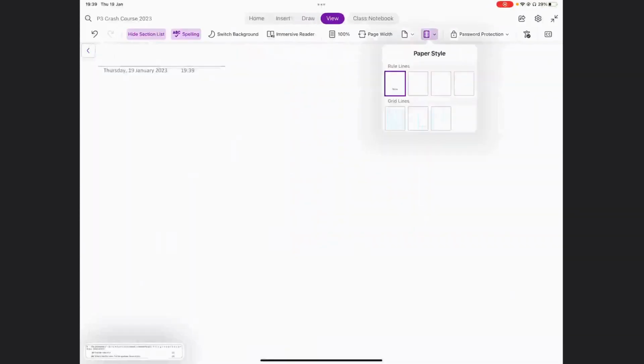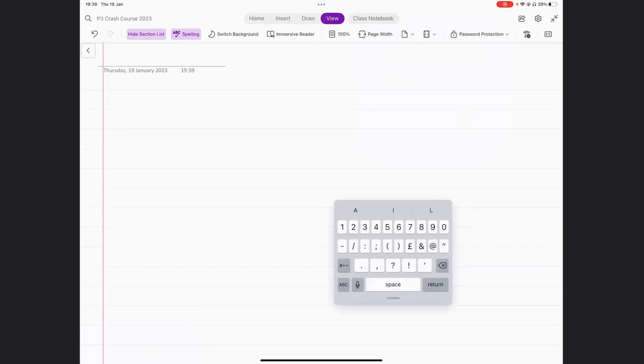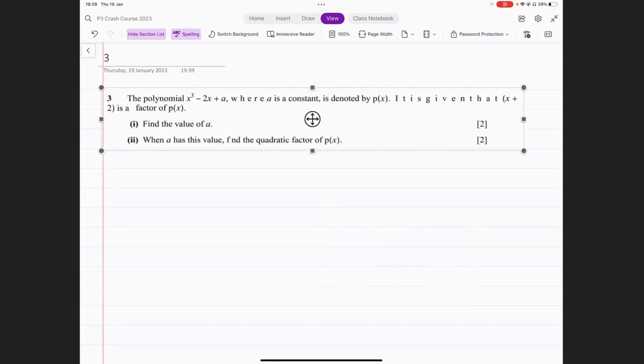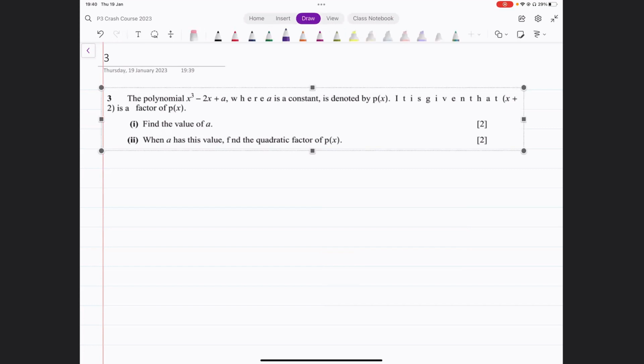Question number 3. Let's try this. There's this polynomial x cubed minus 2x plus a is denoted by p of x. p of x equals x cubed minus 2x plus a. It's given that x plus 2 is a factor. x plus 2 is a factor of p of x. We need to find the value of a using this.